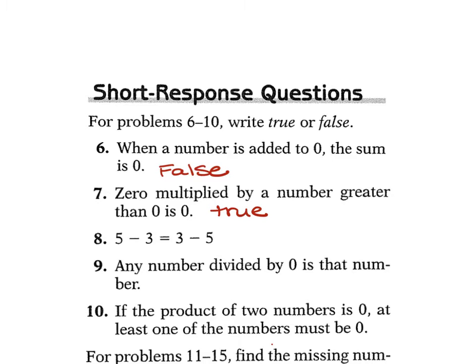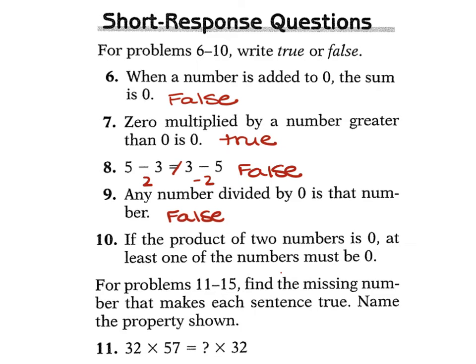For 8, it says 5 minus 3 is equal to 3 minus 5. Well, 5 minus 3 is 2. 3 minus 5 is negative 2. So this is false. 9 says any number divided by 1 is that number. That would be true. Any number divided by 0 is that number. This is false. It would be 1 instead. For 10, it says if the product of 2 numbers is 0, at least one of the numbers must be 0. This is also true.